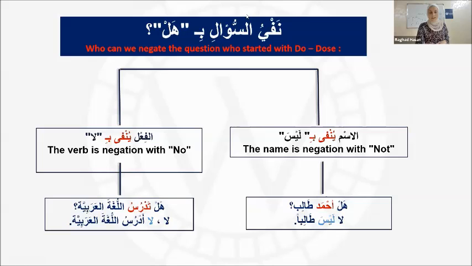مساء الخير مريم. مساء الخير, كيف حالك؟ أنا بخير الحمد لله, وأنت؟ الحمد لله أنا بخير. هل تدرسين اللغة العربية مريم؟ نعم أنا أدرس اللغة العربية. ممتاز, شكرا لك يا مريم. عفوا. So مريم said نعم, نعم أنا أدرس اللغة العربية.